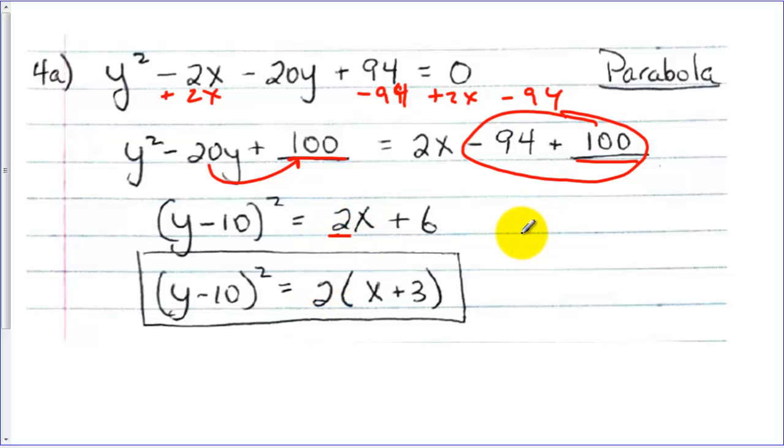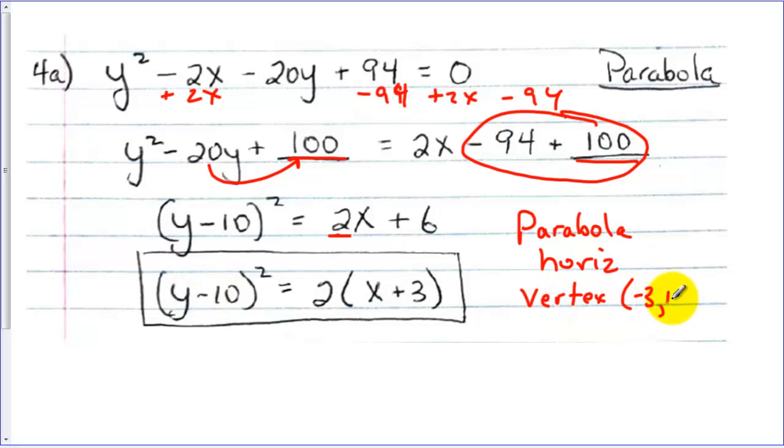So again, this was a parabola. It's horizontal, because the y is squared. My vertex, the x is the opposite of this, and the y is the opposite of that, and this is 4 times p, so p would be 1/2, and it's opening to the right, because p was positive.